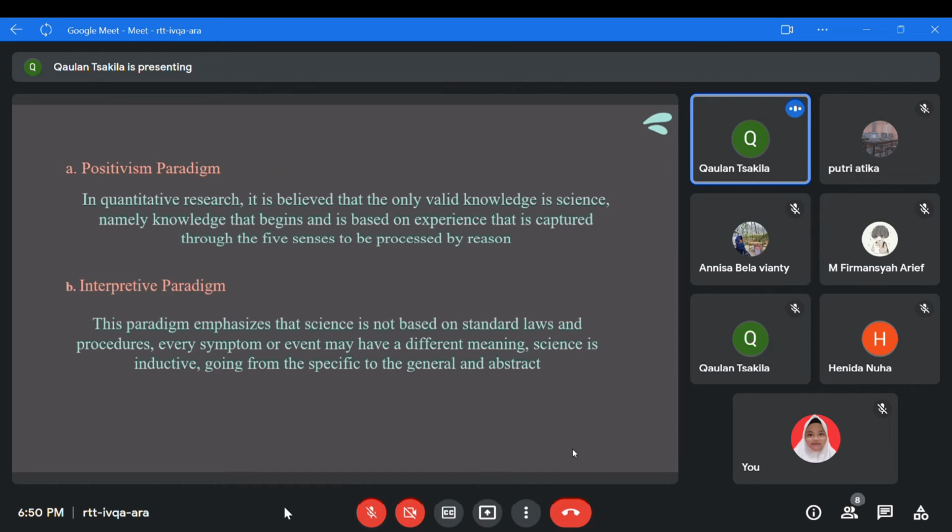First one is positivism paradigm. In quantitative research, it is believed that the only valid knowledge is science, namely knowledge that begins and is based on experience that is captured through the five senses to be processed by reason. This paradigm view is based on standard laws and procedures. Science is considered to be deductive in nature and based on universal causal laws, going from general and abstract things to concrete and specific ones.